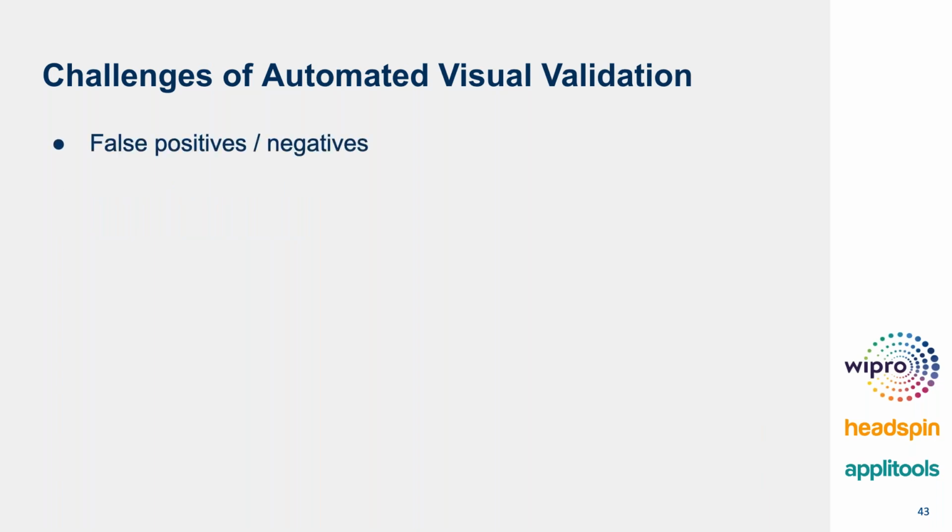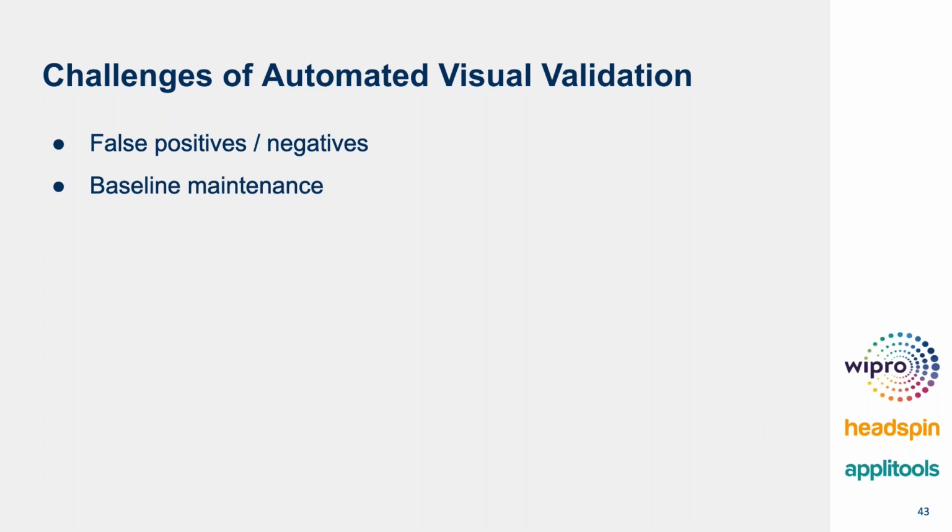The challenges when it comes to automated visual validation: there are a lot of tools in the market which will help you do this in some form of automated way, but how do you really manage the false positives and negatives when it comes to images being close to what was expected, but there is some difference over there? How do you find that out easily?